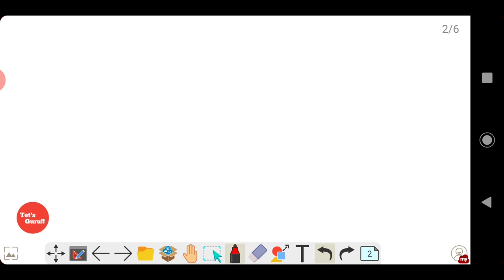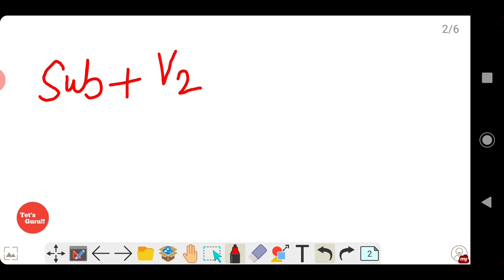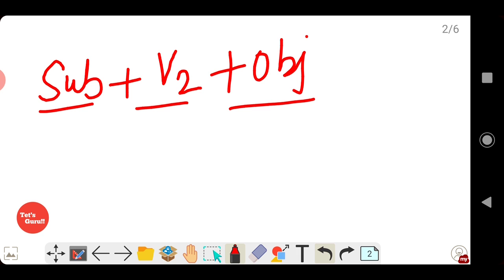Let me revise what we did in the last video session. We discussed the basic rule of past indefinite tense, and it was very simple. We have to take care of the subject plus verb second form plus object. So this is the rule.